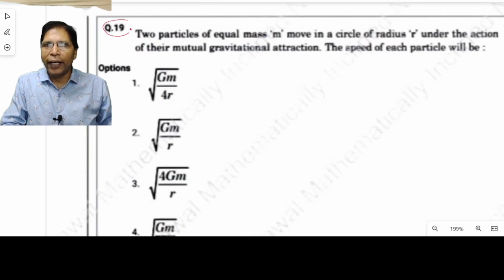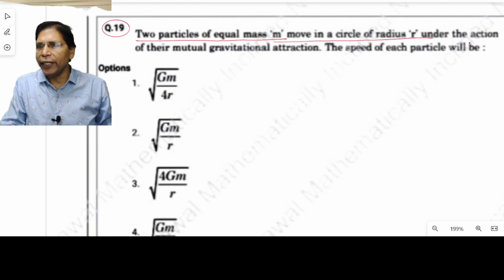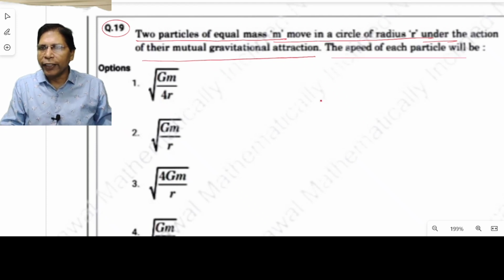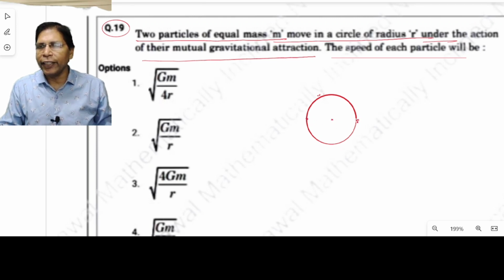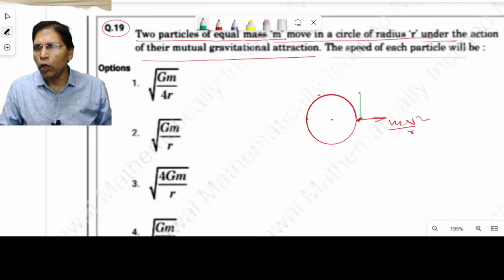Now, question number 19. Two particles of equal mass move in a circle of radius r under the action of mutual gravitational attraction. The speed of each particle will be. Now look at this. Suppose this is the circle. One particle and another particle are at diametrically opposite points, so their center of mass is at the center. Look at this, mass experiences centrifugal force mv square by r. The velocity of this mass is directed along this direction.